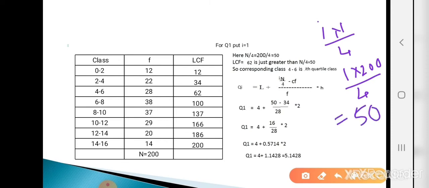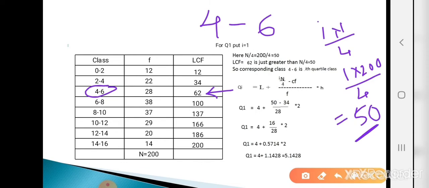So see the LCF just greater than 50. Which LCF value is just greater than 50? Here the LCF 62 is just greater than 50. So the corresponding class is the first quartile class. So our first quartile class is 4 to 6.